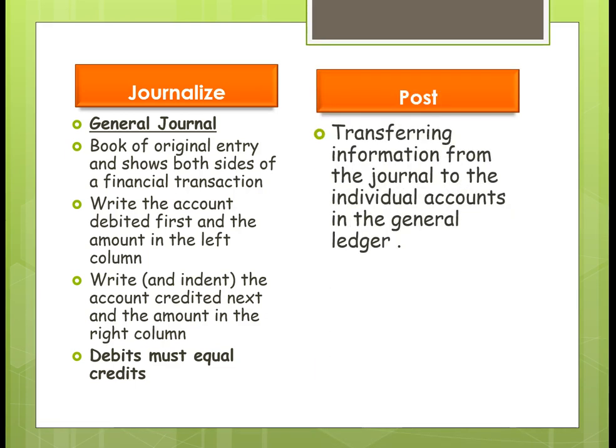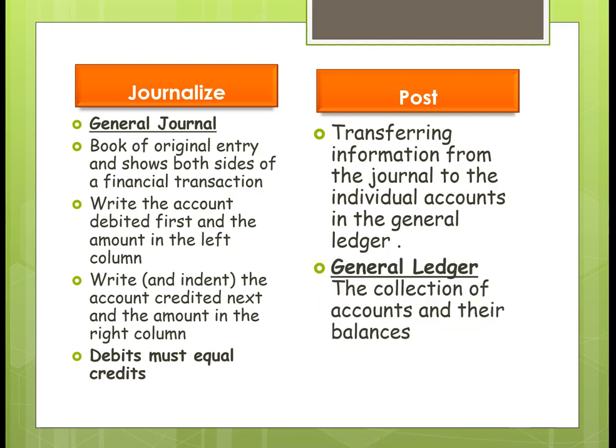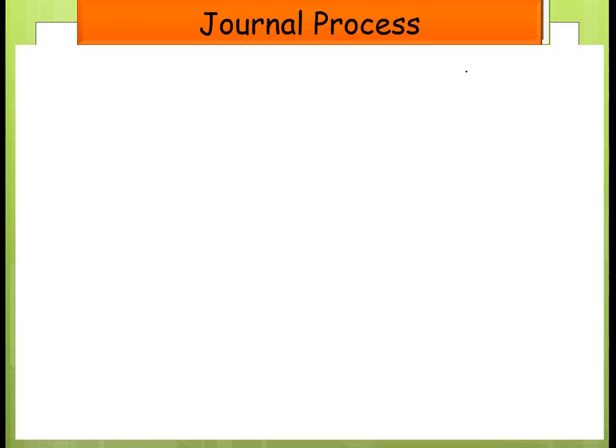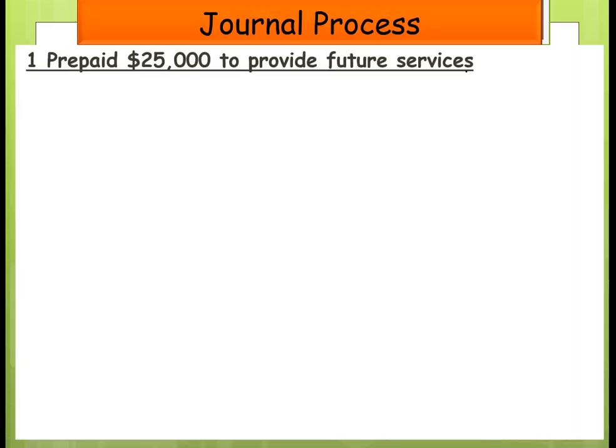Then we post in the general ledger. We're going to transfer the information from the journal to the individual accounts in the general ledger. The general ledger is the collection of accounts and their balances. Now we're going to walk through the journal process. We're going to go through this one a little more, because I'm going to show you my thought process whenever a journal entry is required.